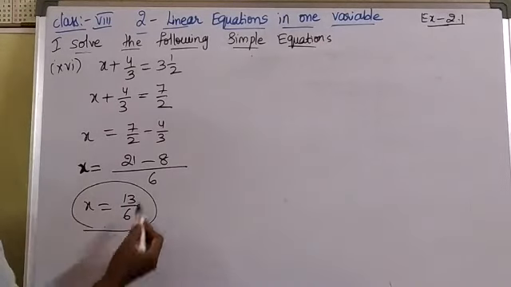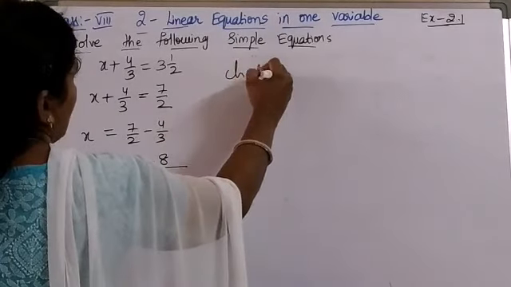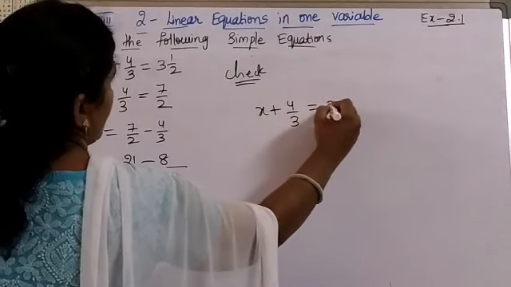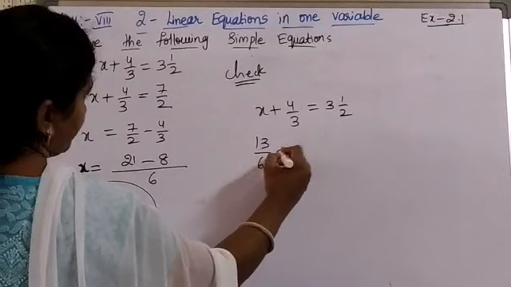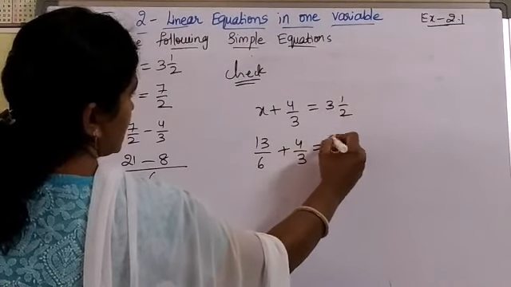When you substitute 13/6 here, you will get 3 1/2 only. If you want, you can check, children. Try to check each and every sum. Here, this is the question, right? Now in place of x, I will put 13/6 + 4/3 equal to how much? This is 7/2.